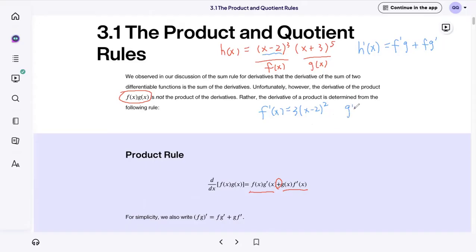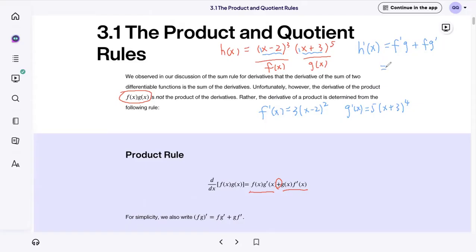Then let's find g prime of x. Similarly, that's 5 times (x plus 3) raised to the 4th. And similarly, the derivative inside is also 1, because by default that's 1x. So the derivative of x is just 1, and the derivative of 3 is 0. Remember, derivative means the rate of change. The rate of change of x is 1. The rate of change of 3 is 0, because 3 is a constant and will never change.